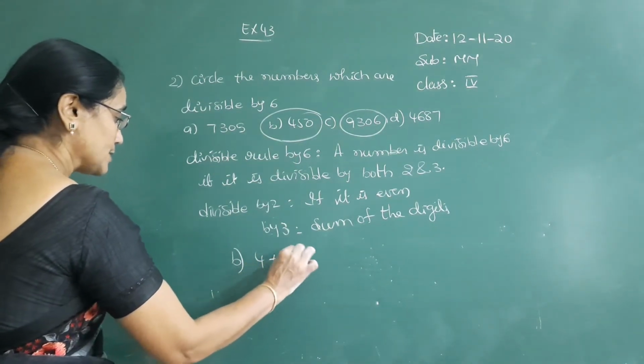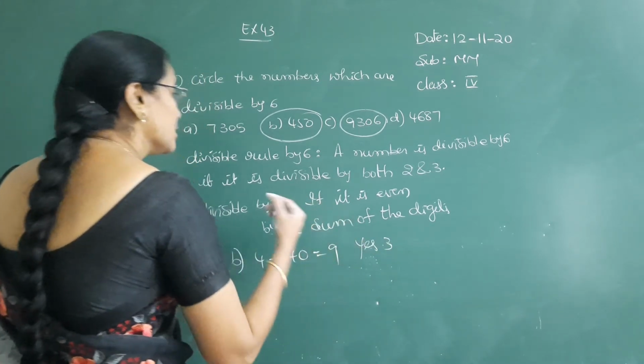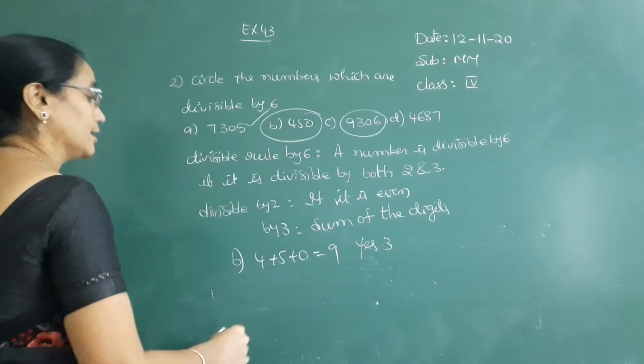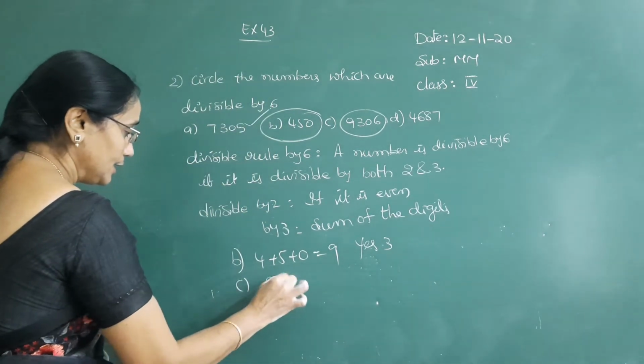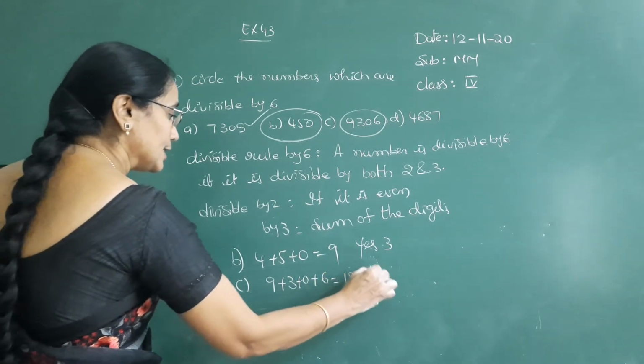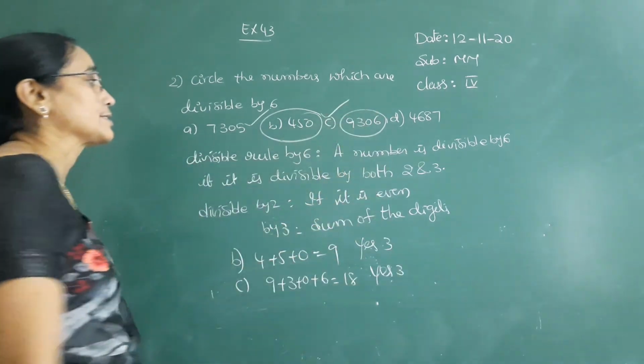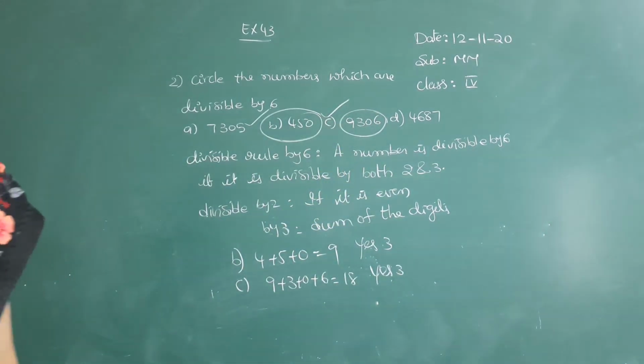4 plus 5 plus 0 is 9. Yes, it is divisible by 3, so it is divisible by 6 also. Next, option C: 9 plus 3 plus 0 plus 6 is 18. Yes, it is divisible by 3, so this is also divisible by 6. So these two numbers are divisible by 6.